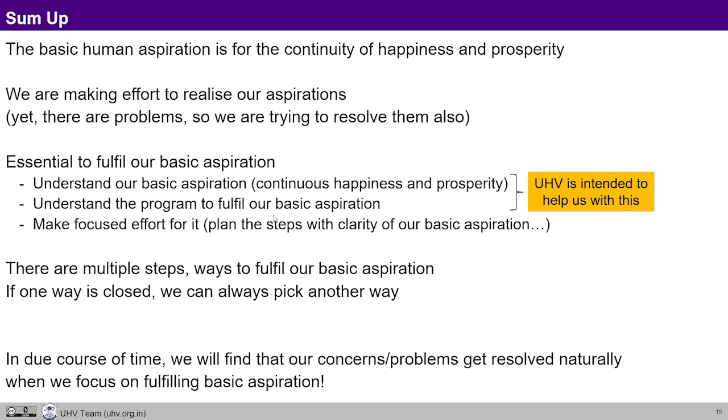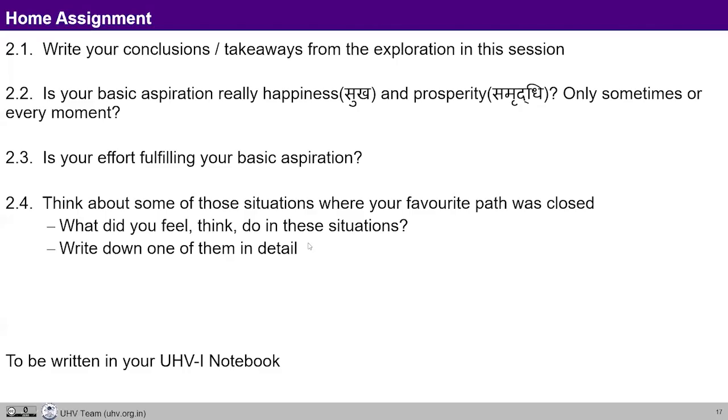So we can sum up all that has been discussed in the session, and then we can give a home assignment. Write your conclusions or takeaways from the exploration in this session. Is your basic aspiration really happiness and prosperity, only sometimes or every moment? Is your effort fulfilling your basic aspiration? Think about some situations where your favorite path was closed, and what you felt, thought or did in these situations, and write down any one of them in detail. Then we can advise the students to make one notebook where they keep on noting regularly.